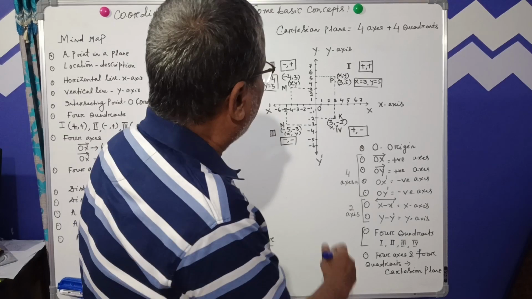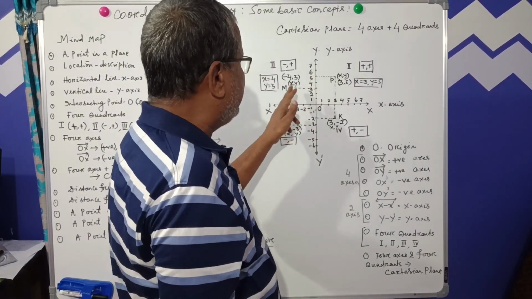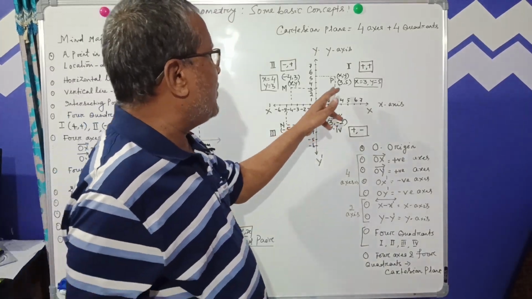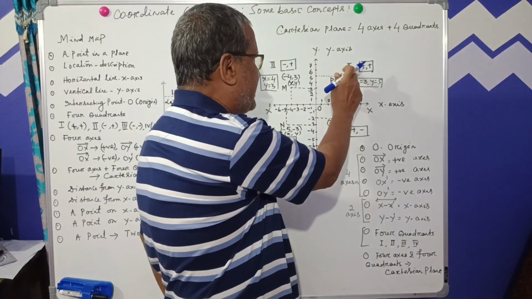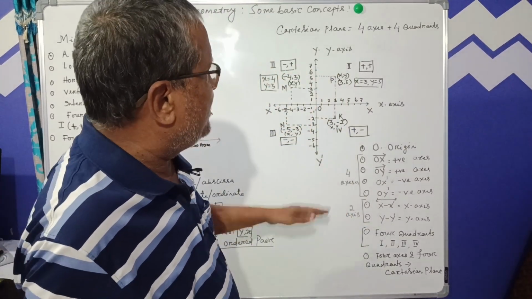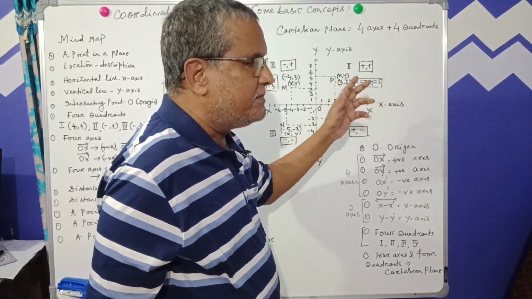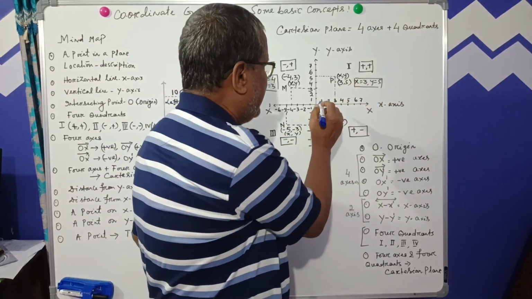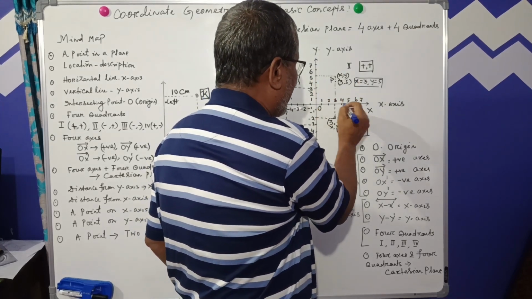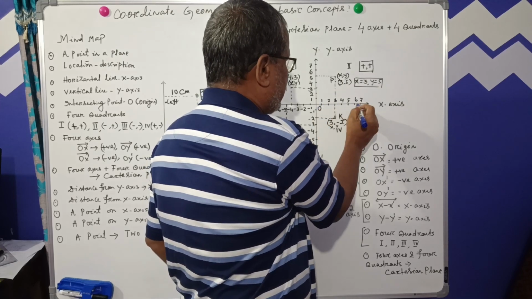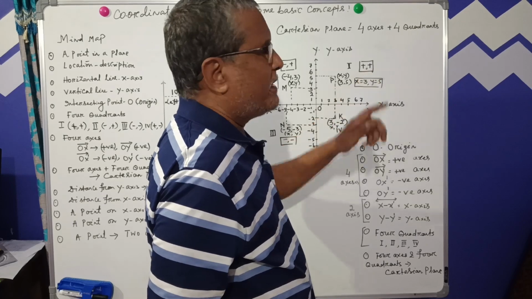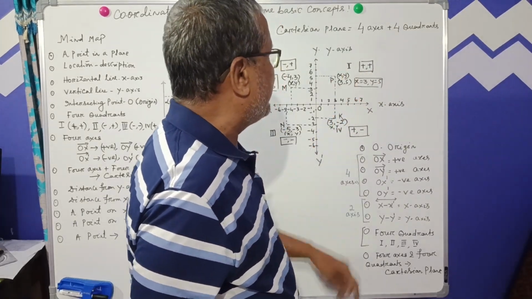Now the plane is divided into 4 parts. These 4 parts are called quadrants. This is quadrant number 1, quadrant 2, quadrant 3, quadrant 4, 4 quadrants. The sign of quadrant number 1: x axis plus and y axis plus. So this is the plus plus quadrant, quadrant number 1.